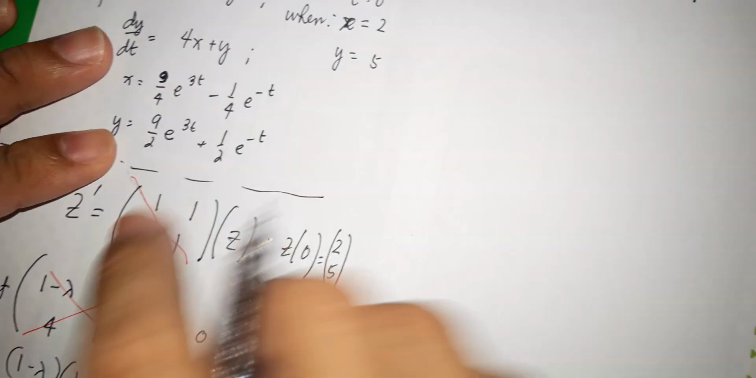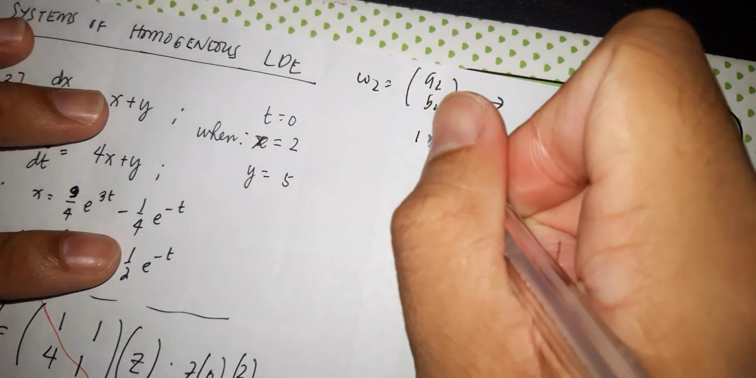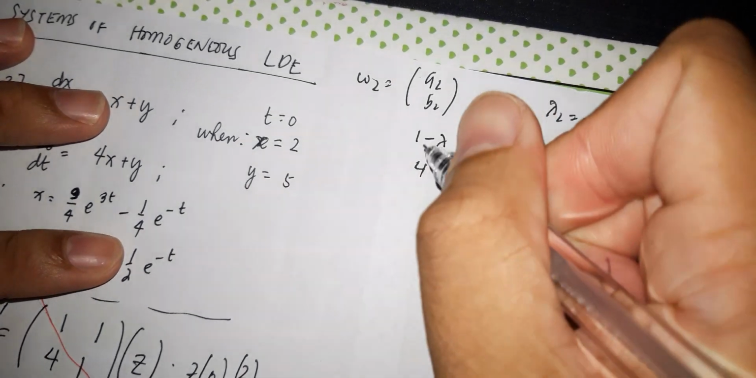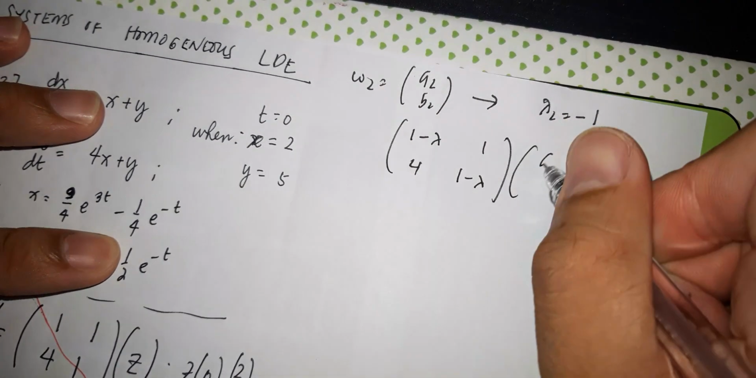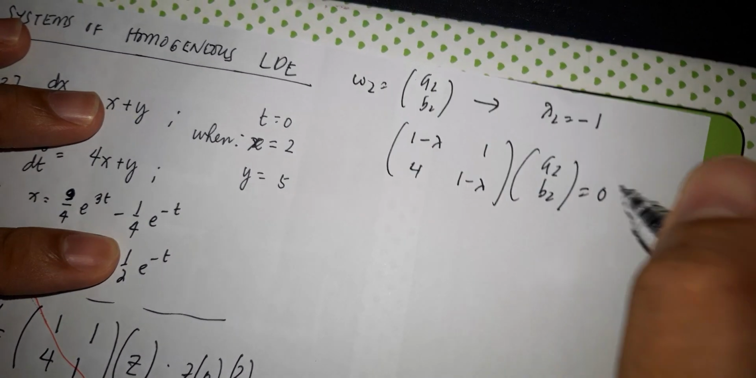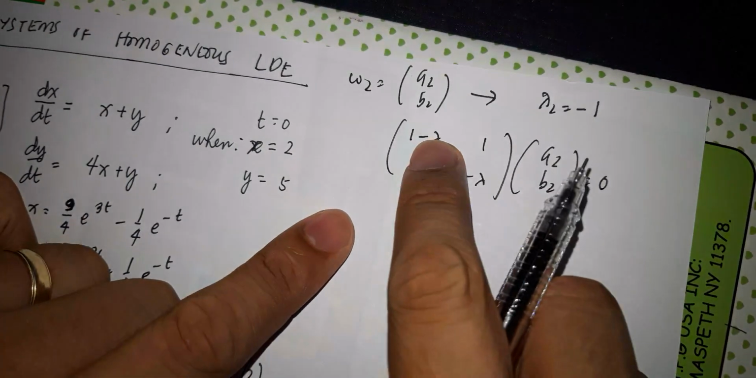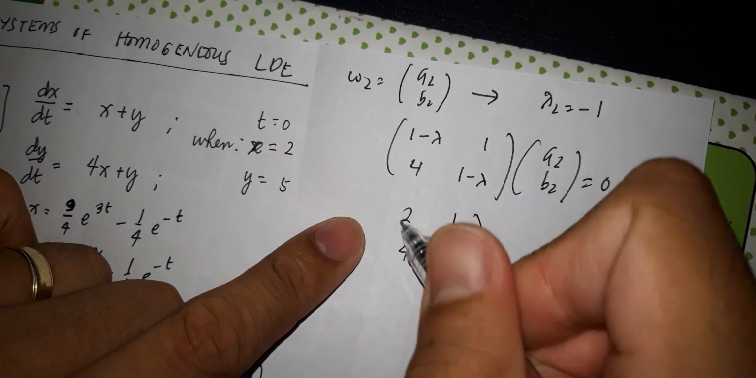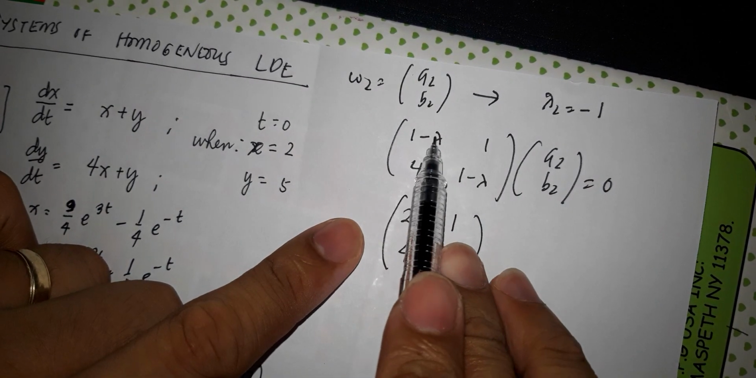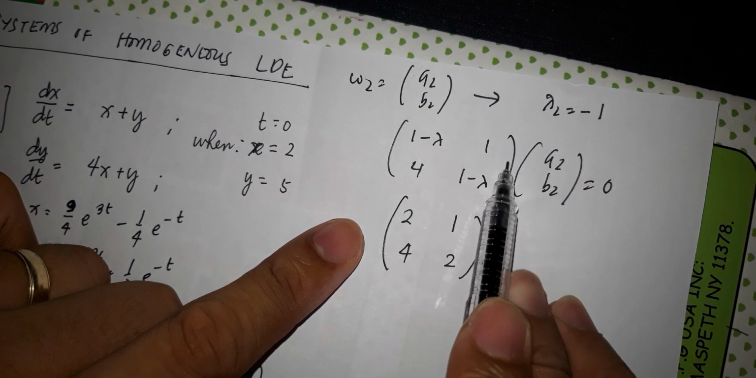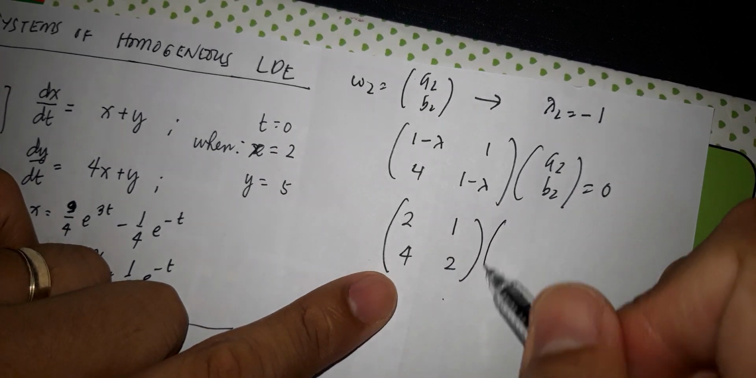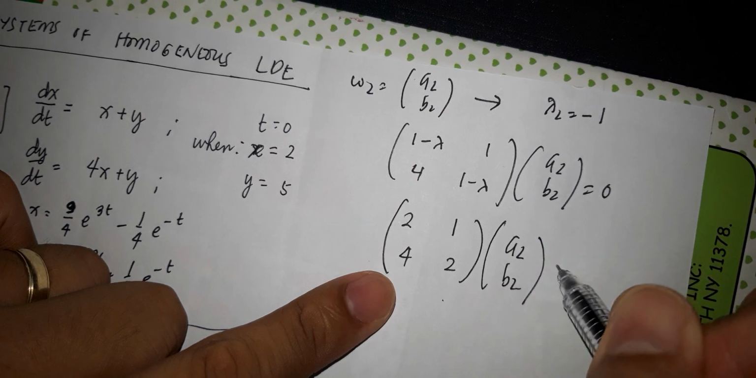Again, 1 minus lambda, 1, 4, 1 minus lambda. Then A2, B2 is equal to 0. Then, subtract na natin yung negative 1. So that's 2, 1, 4, 2. Again, 1 minus minus 1 is positive 2, 1, 4. 1 minus minus 1 is also 2. A2, B2 is equal to 0.